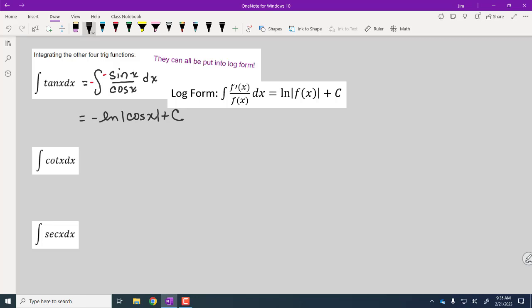Everyone okay with that? Any questions? All right, how about cotangent? Go ahead and write cotangent's quotient form down and see if you can write that one's antiderivative. See if it can be put in log form easily or not so easily, whatever. See what happens.